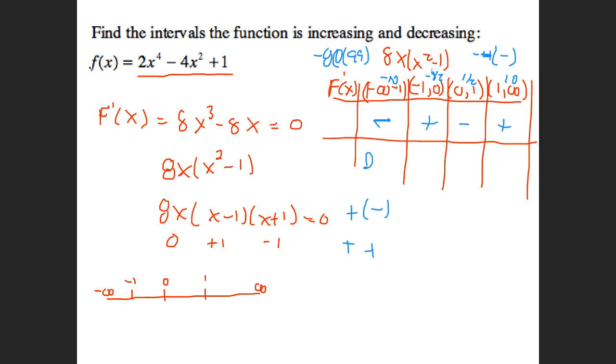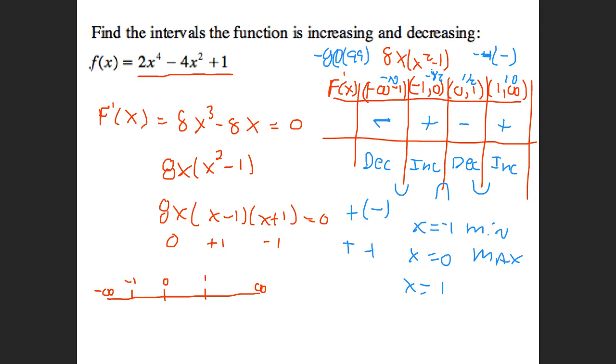So my function is decreasing. Then it increases. Then it decreases. Then it increases. So if it's decreasing, then increasing, there is a minimum value. At x equals negative 1, there's a minimum value. Then it increases, then decreases. So when x equals 0, I have a maximum value. And decrease, increase. So at x equals positive 1, I have a minimum value. So the first derivative test gives us a lot of information about that function.